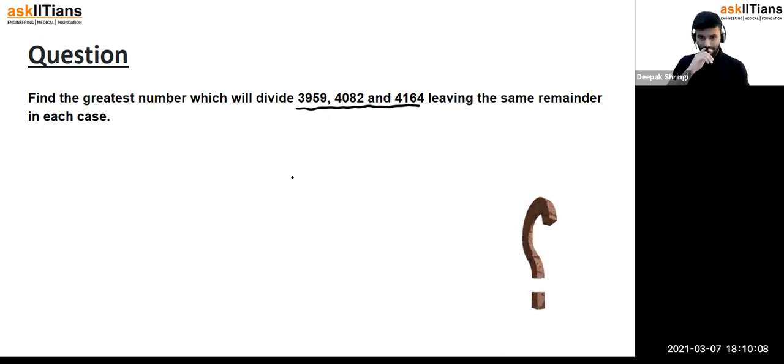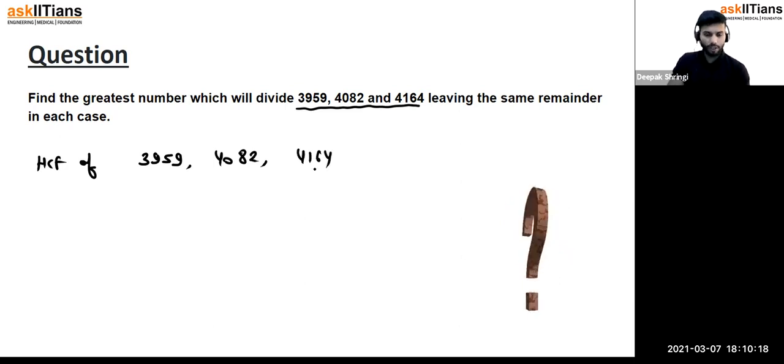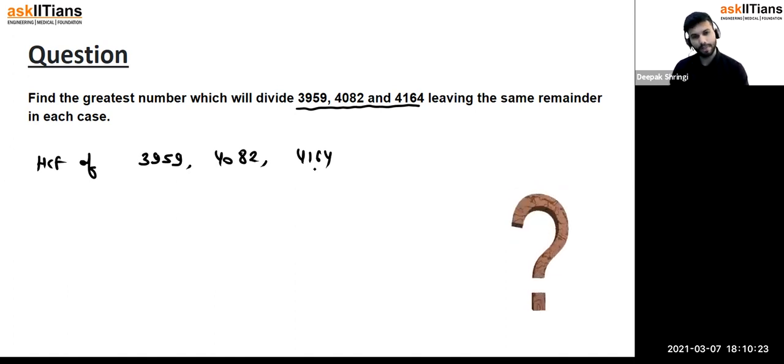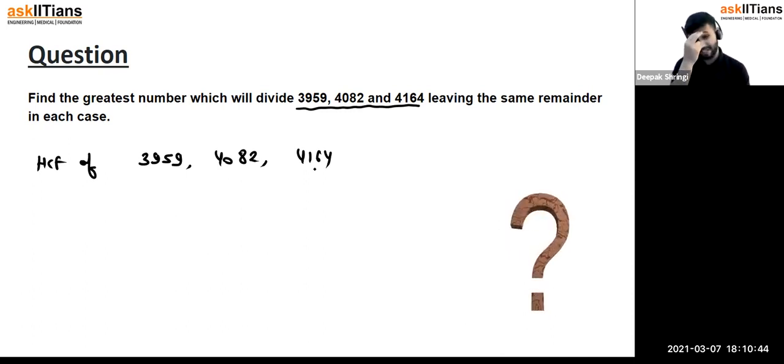गेटिंग इट? देखो पहले आप फाइंड आउट करो HCF ऑफ all the three numbers 3959, 4082 and 4164. देखो फर्स्ट टू नंबर्स आर डिविजिबल बाय 2, ये डिविजिबल बाय 2 नहीं है। Okay, 3959 is a number which is not divisible by a lot of numbers, right? So we need to find the number by which it is divisible. Actually, that's important to find over here. 3959 is not divisible by 2, definitely not divisible by 3 as well, not divisible by 4, 5, definitely not 6, not 7.